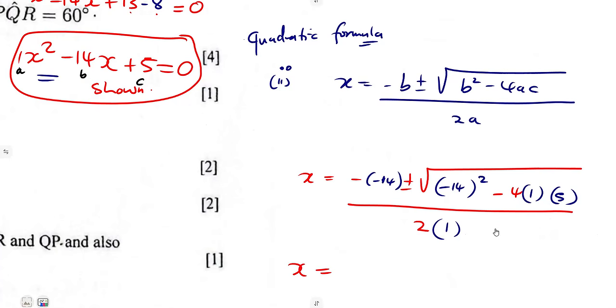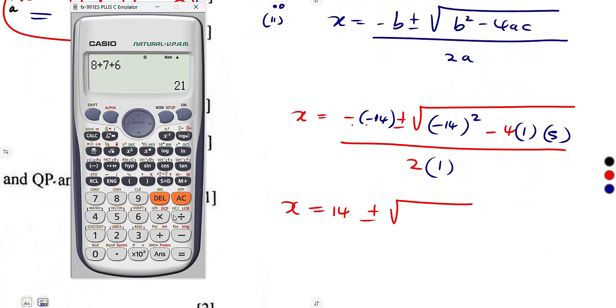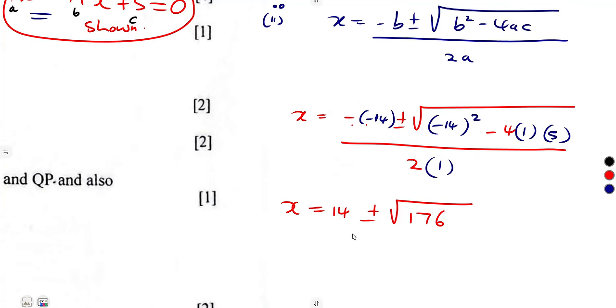So this is what you're going to have. You simplify this. All right. Negative, negative, that's a positive. Plus or minus the square root of, simplify what is under the square root from your calculator. Just find the sum of that: minus 14 squared minus 4 times 1 times 5. That is 176. Everything over 2 times 1, which is 2.